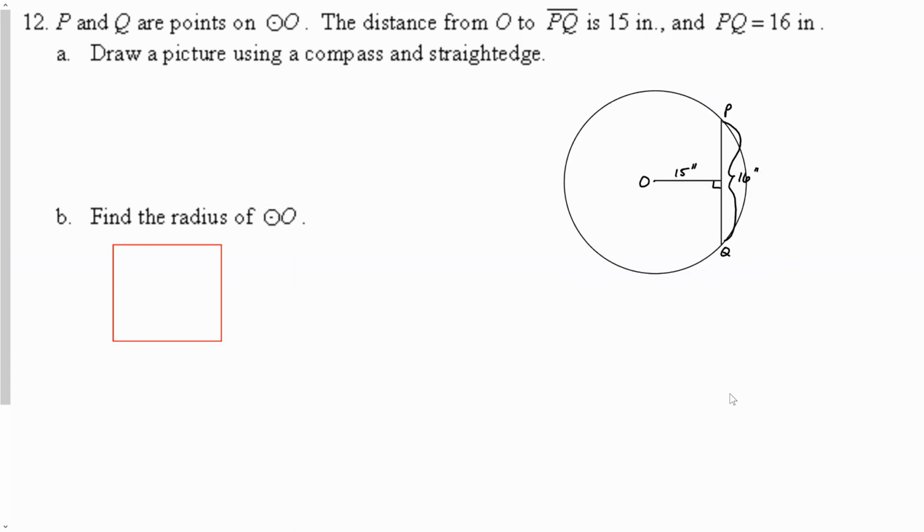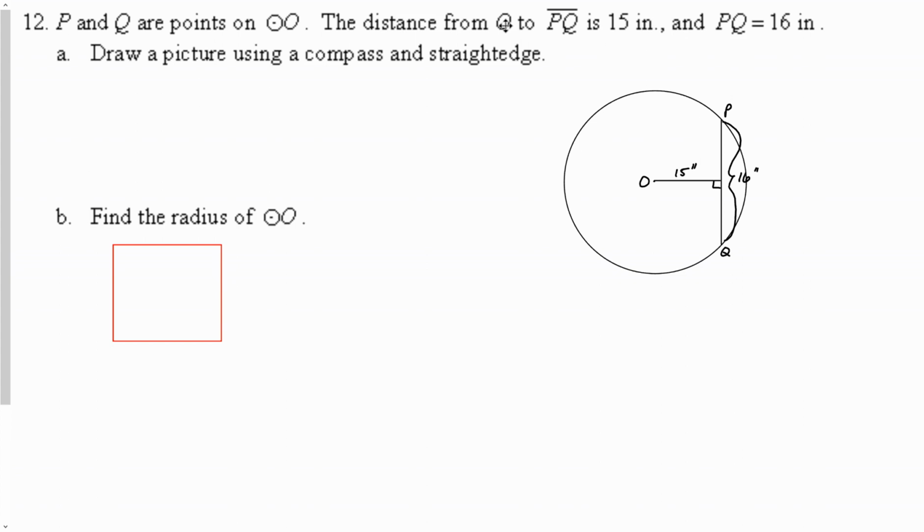Here's what that picture would look like based on our information. I have my circle with the center point labeled as O. I have my chord, P and Q. Those could be flip-flopped, it doesn't matter. Your chord could be somewhere else on the circle as well. It does not make any difference.